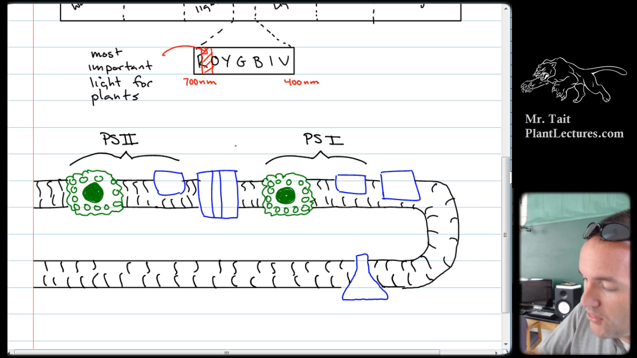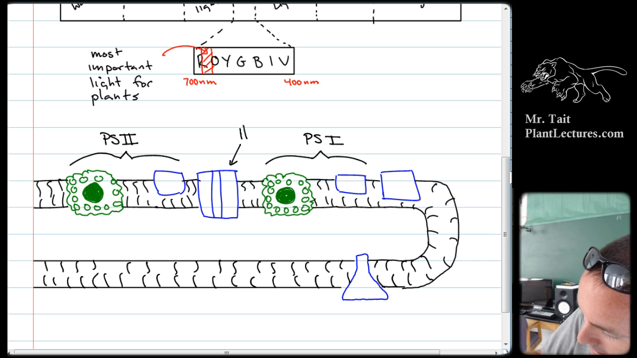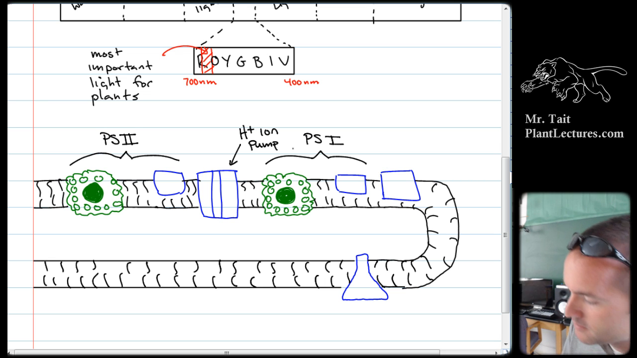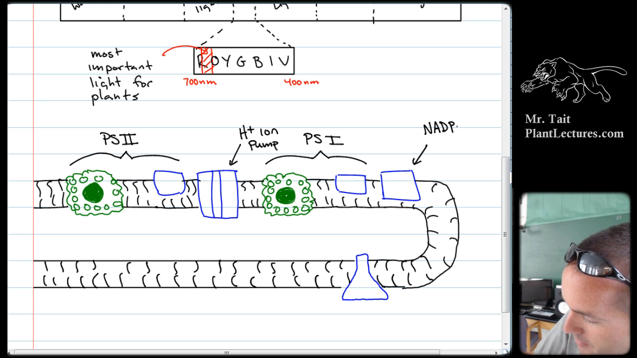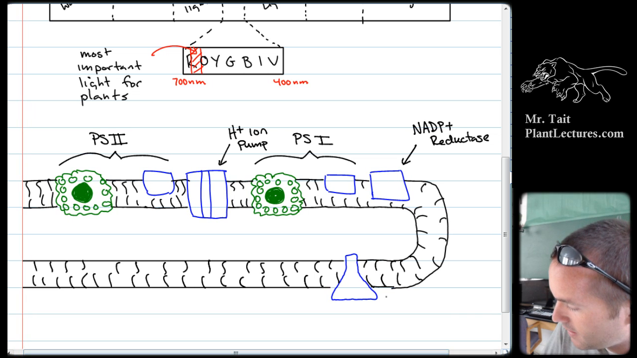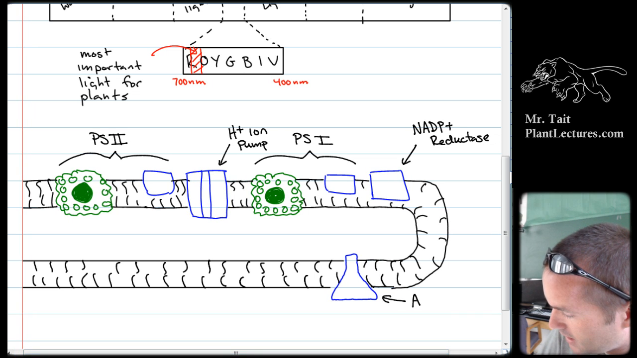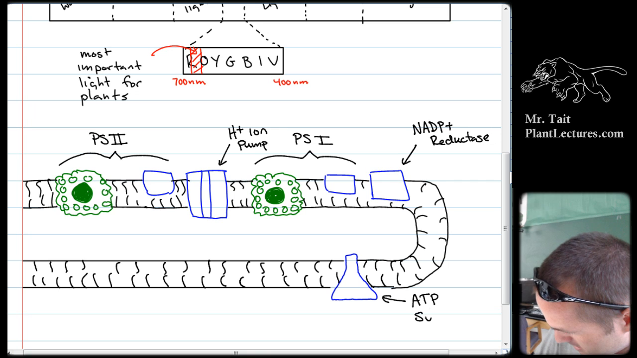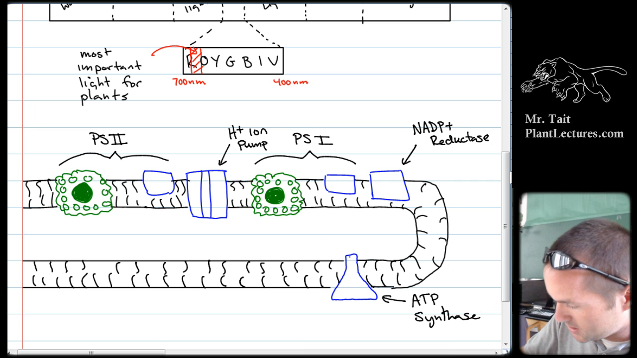Okay? This thing here is an H+ ion pump. This thing here is an enzyme called NADP+ reductase. And this guy down here is an enzyme called ATP synthase, which you guys know is a channel protein, so we should draw the channel in it. Like so.